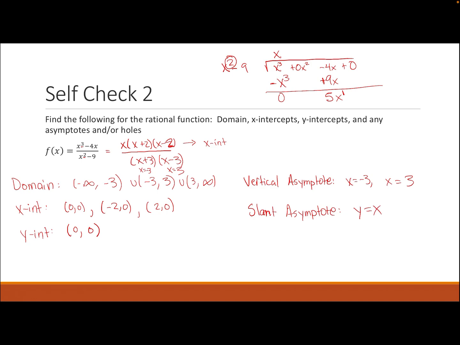All right, so that concludes our video on introduction to rational functions. We covered domain of a rational function, vertical asymptotes for a rational function, horizontal asymptotes for a rational function, and slant asymptotes for a rational function.